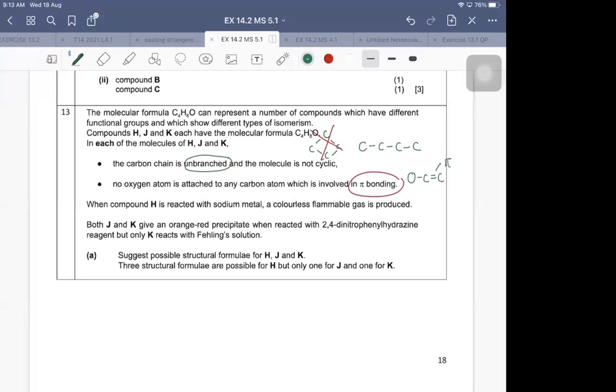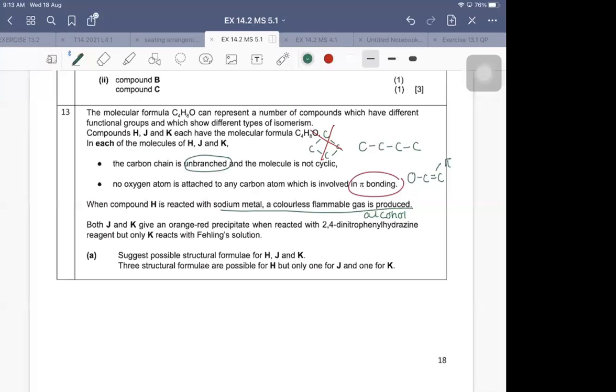When compound H is reacted with sodium metal, a colorless flammable gas is produced. So this is actually a test for alcohol. So that's not something that you have done already, but I'm telling you that now.